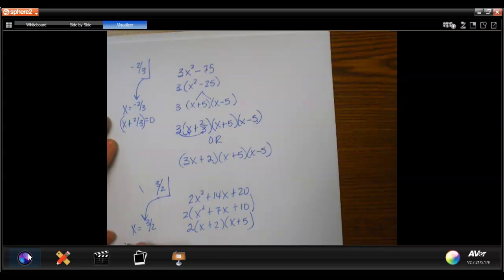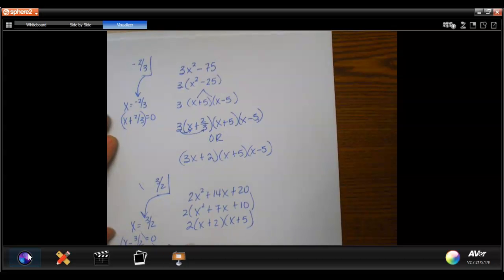To get the factor, I subtract it, and I have x minus 3/2 equals 0. And that's my factor. So I add that in, I've got 2. I've got the x minus 3/2, and the x plus 2, and the x plus 5.